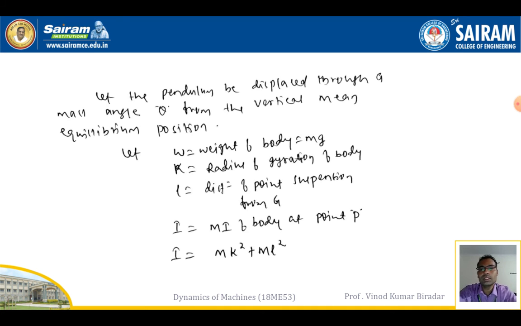Let the pendulum be displaced through a small angle theta from the vertical mean equilibrium position. These are the notations we are going to use. Let W be the weight of the body, equal to mg. k is the radius of gyration, not a stiffness here, the radius of gyration of the body. l is the distance of the point from the suspension to the center of gravity G. I is the moment of inertia of the body at point P, given by mk square plus ml square.